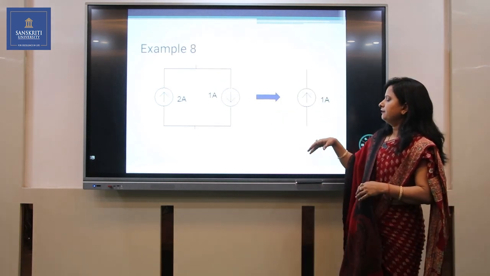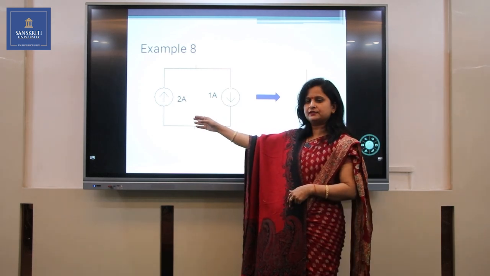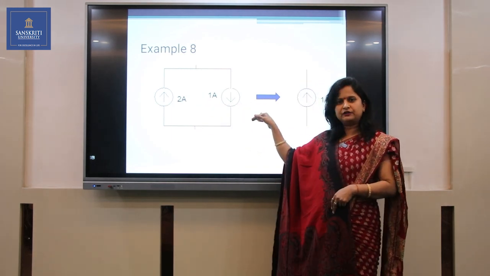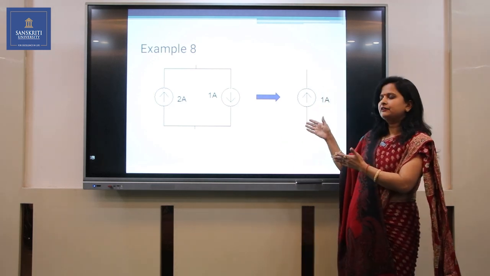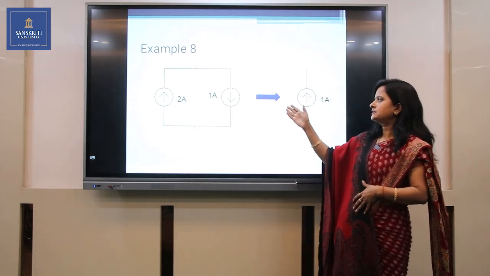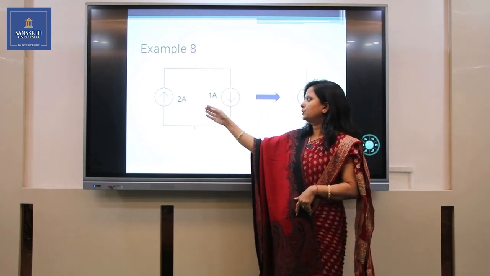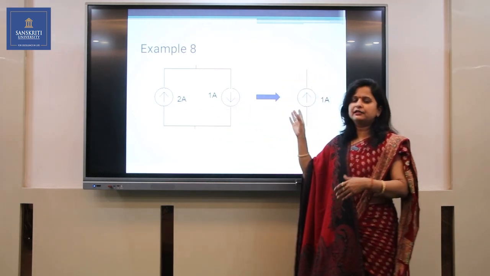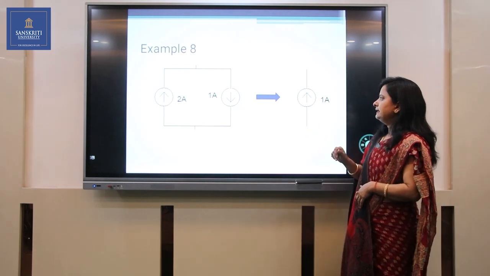On the other hand, if you are having a 2 ampere current source with upward direction and 1 ampere current source with downward direction, then the resultant will have 1 ampere current source in upward direction because these will be subtracted. 2 ampere minus 1 ampere because of the different direction. So they will be subtracted, right?